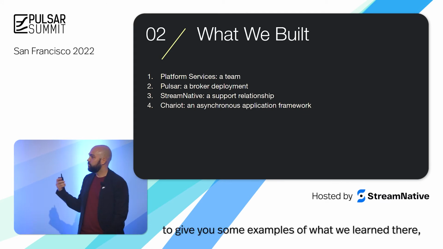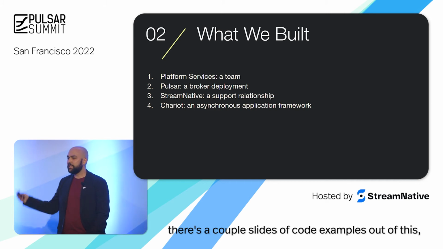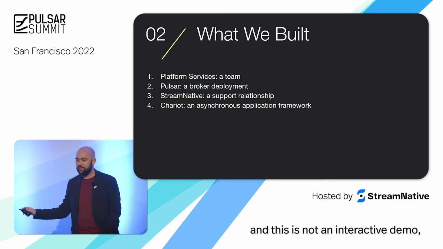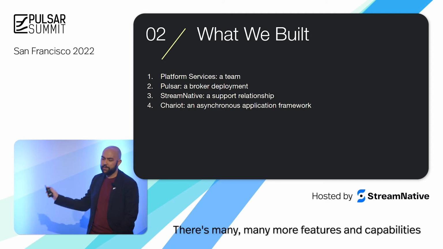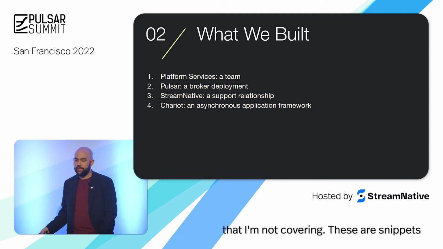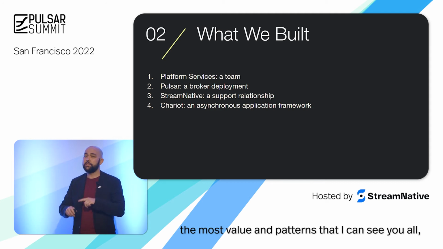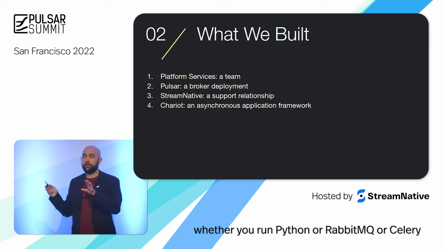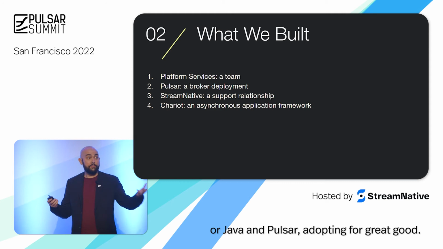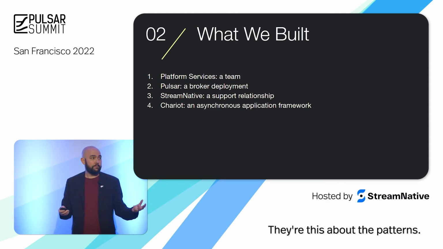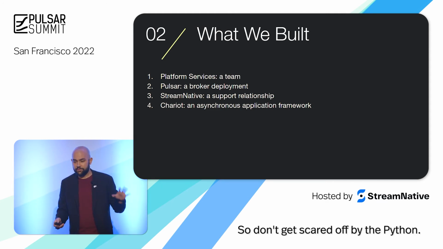To give you some examples of what we learned there, there's a couple slides of code examples after this. And this is not an interactive demo, it's not a full code tour, there's many, many more features and capabilities that I'm not covering. These are snippets that demonstrate patterns that we've found to add the most value and patterns that I could see you all, whether you run Python or RabbitMQ or Celery or Java and Pulsar, adopting for great good. This is about the patterns, it's not about the code, so don't get scared off by the Python.